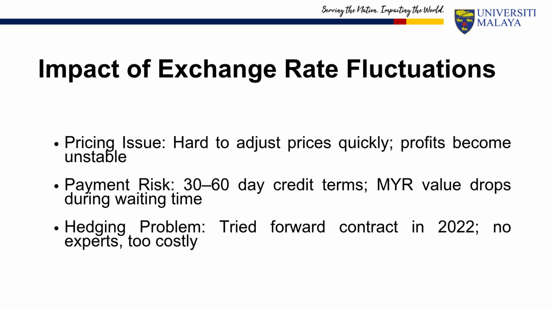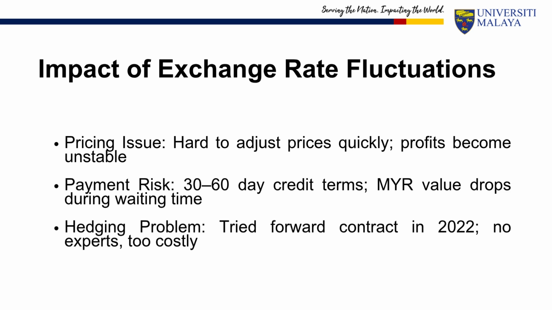I found three problems during my study. First, the company sets prices in USD or RMB. When the exchange rate changes, the company cannot adjust the price fast. This makes profits very unstable. Second, Chinese buyers often pay after 30 to 60 days. If the MYR gets weaker during this time, the company loses money. The finance team must save extra money to reduce this risk.